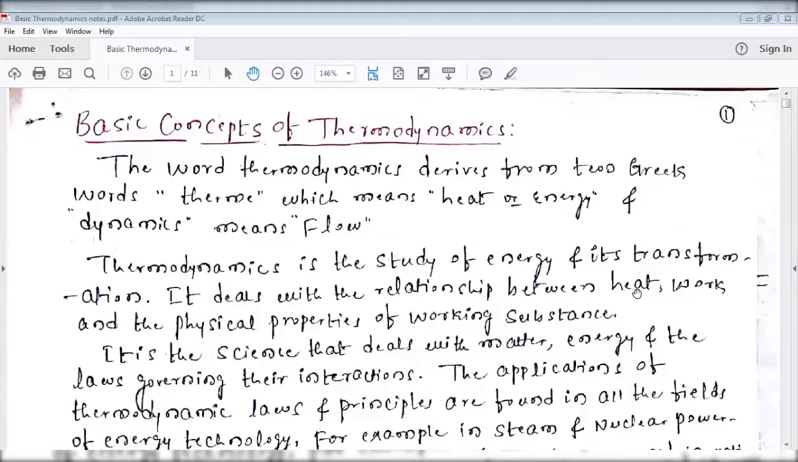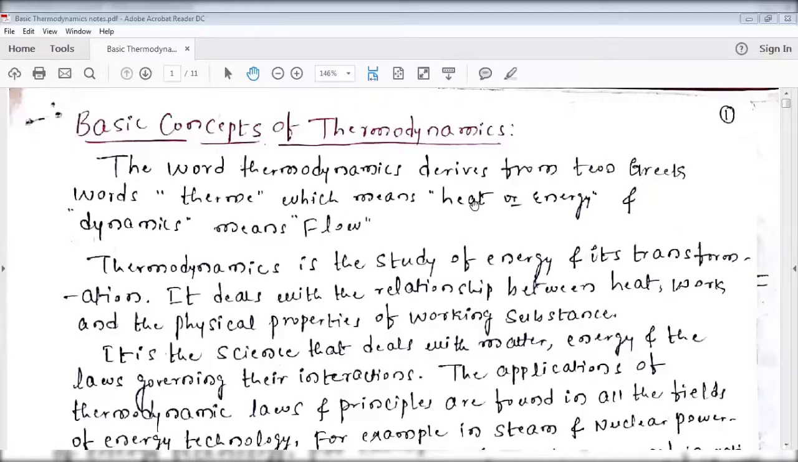Like that, we can transfer kinetic energy into potential energy into kinetic energy, electrical energy into mechanical energy into electrical energy. All these transformations come under the thermodynamics. Whatever the energy, kinetic energy, potential energy, heat energy, internal energy, all these energies come under the part of the thermodynamics.